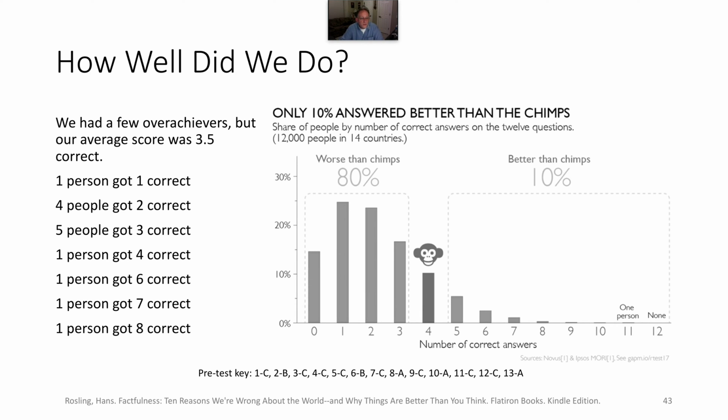And we had one person who got 1 correct. We had 4 people that got 2 correct. We had 5 people that got 3 correct. We had 1 person that got 4, and then we had 1 person that got 6, and 1 person that got 7, and we had 1 bell ringer, and 1 person that got 8. So, and there's the key down here at the bottom. If you're wanting to take the test and come back and look at it, you can check it here on this slide. So we did well. We did real well. Our average was about 3.5. So we were not quite to chimpanzees, but we were close.